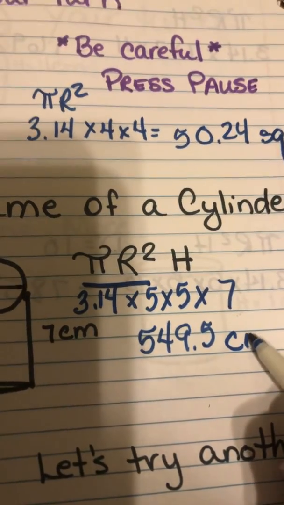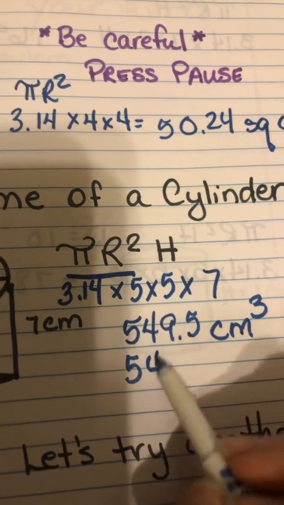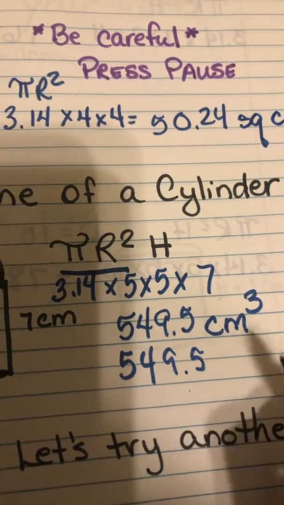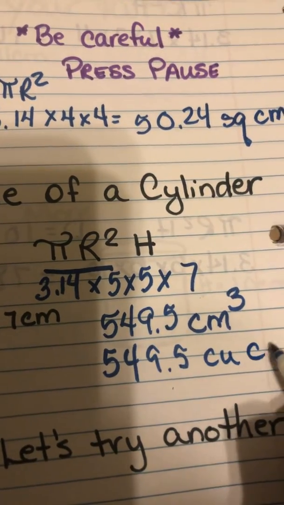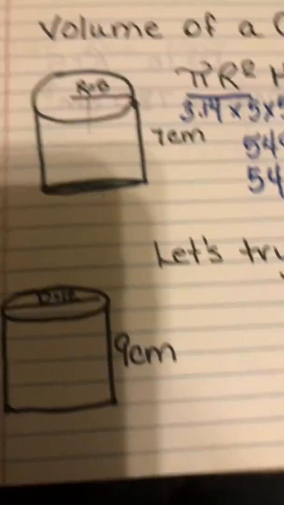So I would normally put centimeters cubed, but I could also write it this way, which will be easier for your quiz later. I can put cubic centimeters. That would be my answer. Okay, let's do another one.